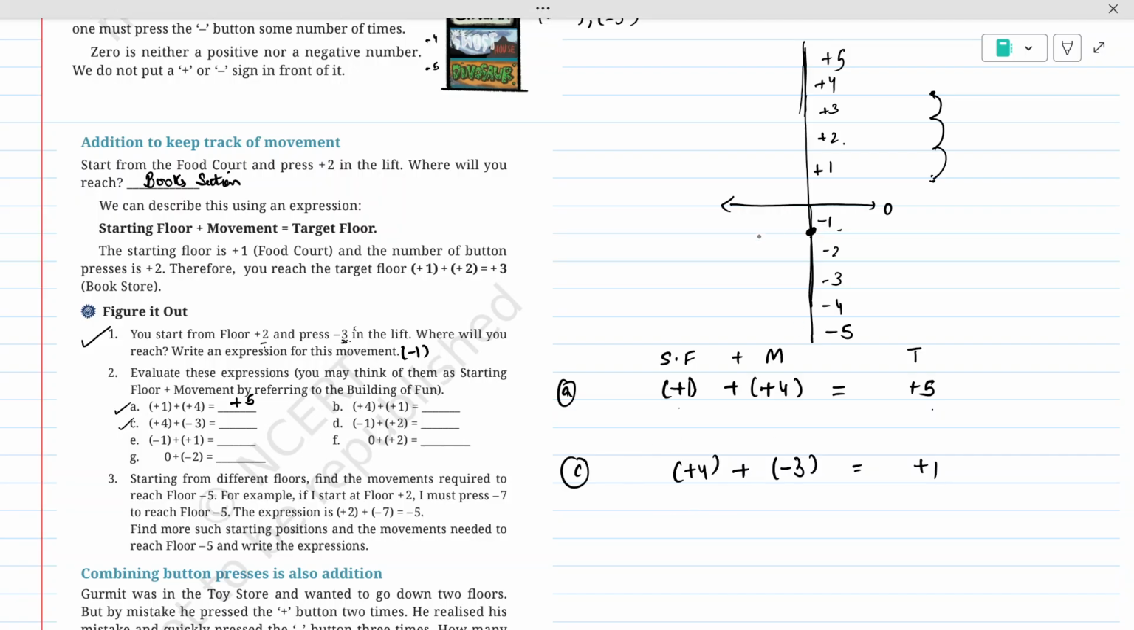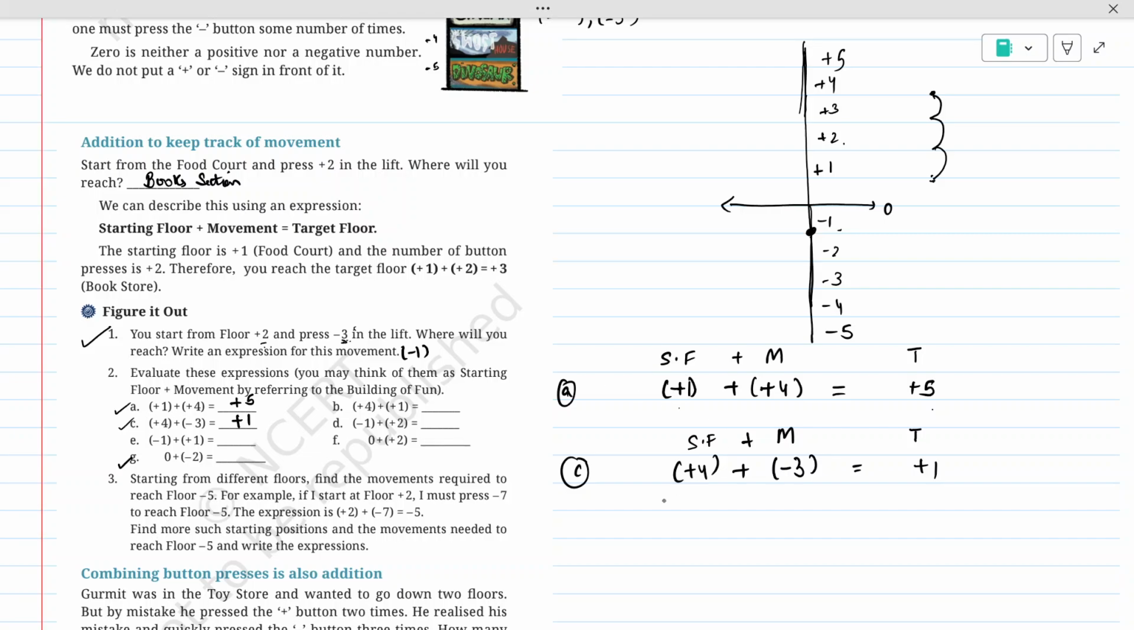But using this expression and the lift, you have understood that this is my starting floor. I was here and I am making a movement of minus 3, going down 3 by pressing minus 3 times. So this is the movement and the target is plus 1. So I have reached the first floor here. Okay. Also, I'll do one more example, kids.